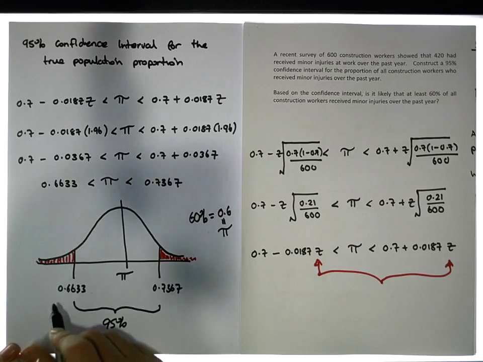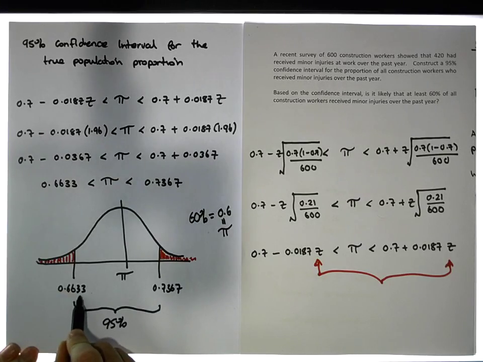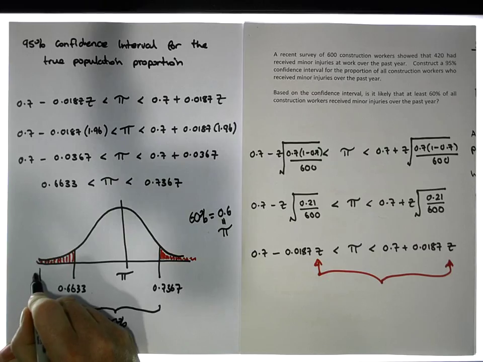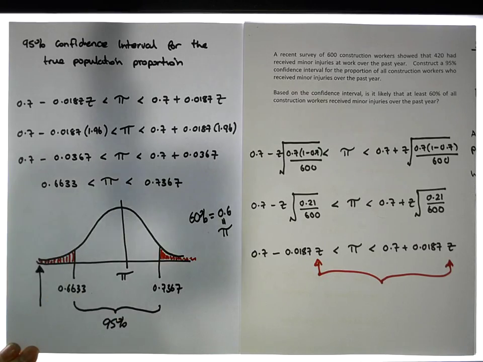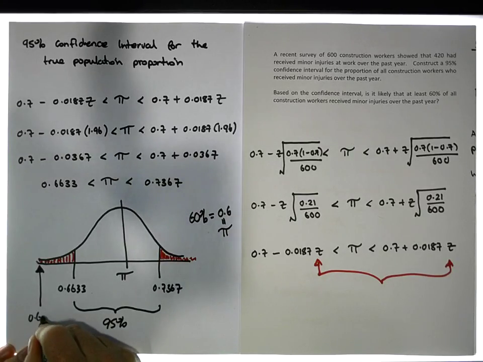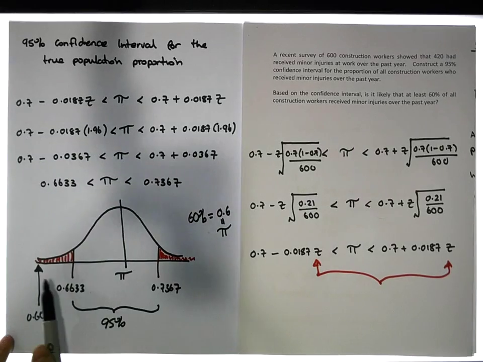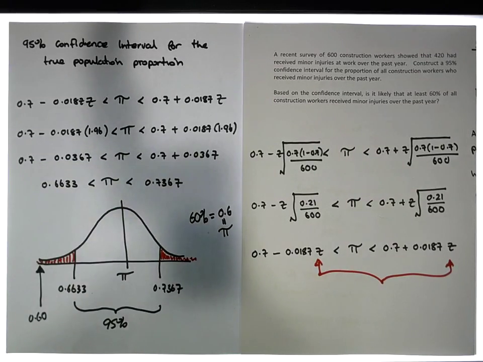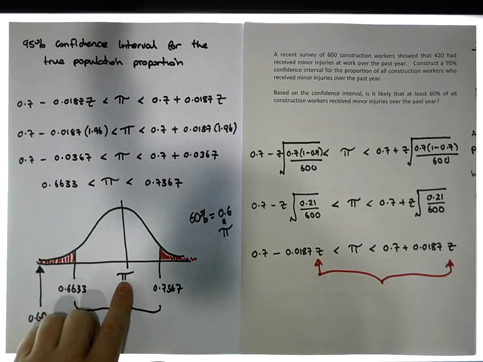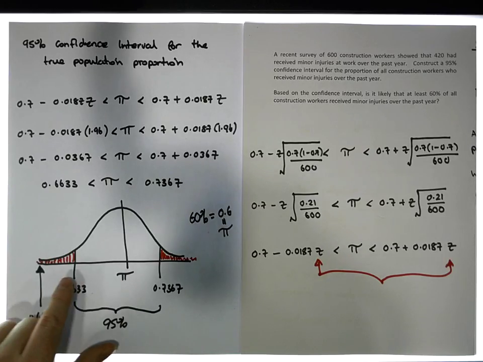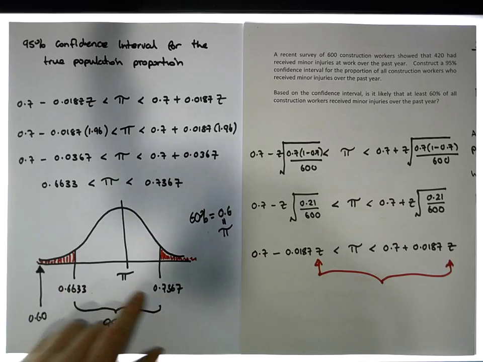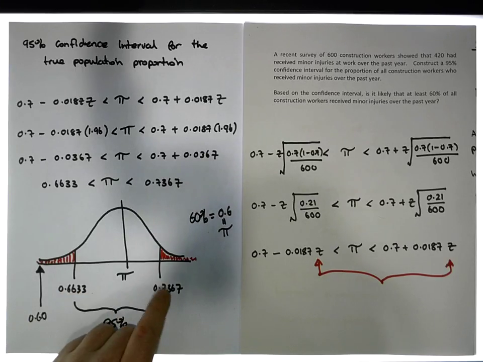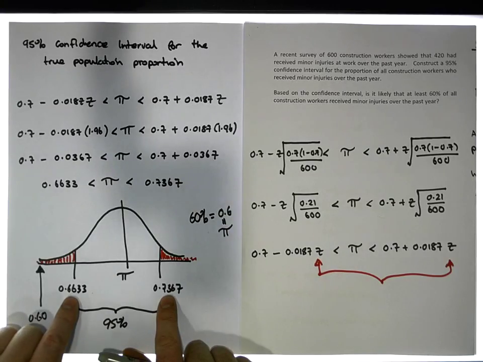Well, 60% is actually less than 0.6633. 60%, 0.60, is in this particular tail here, if that makes sense. Now what we're saying is that we're 95% confident that the true population proportion is greater than 66% and less than 73%, or greater than 66% and less than 74%. They're the bounds that we've put on the true population proportion.